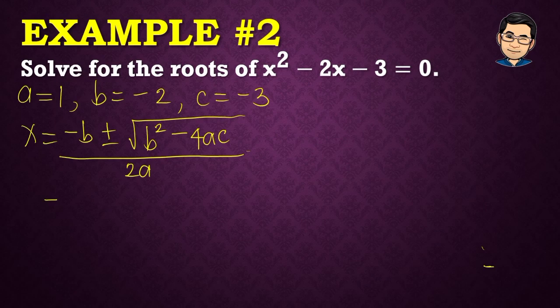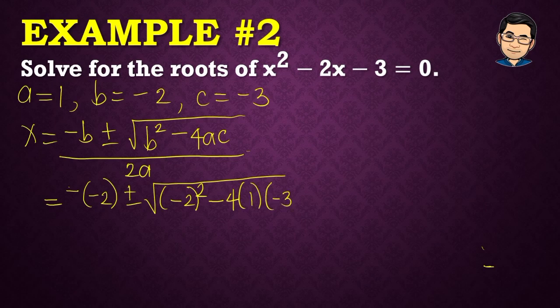Next, let's substitute the values of a, b, c to the given formula. Negative b, that is negative 2. So, plus minus square root of negative 2 squared minus 4 times the value of a, 1, times the value of c, negative 3, all over 2 times the value of a, 1.